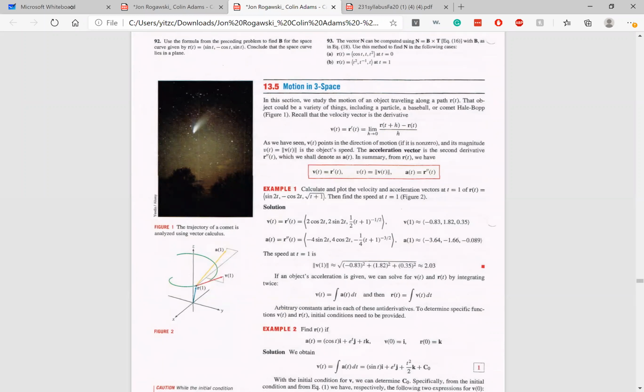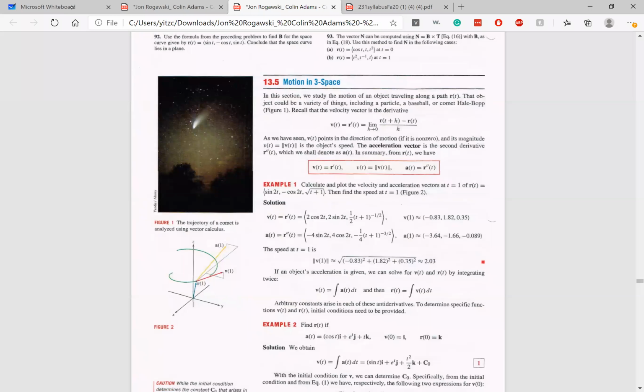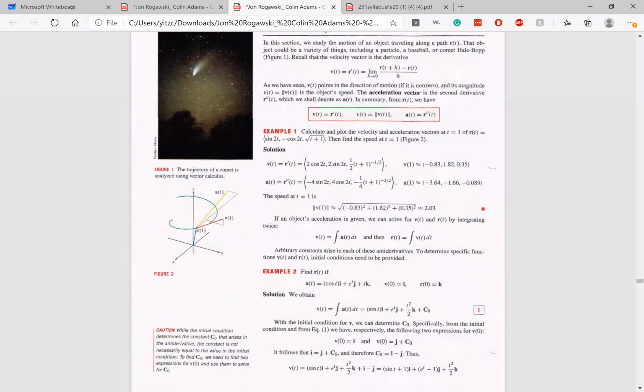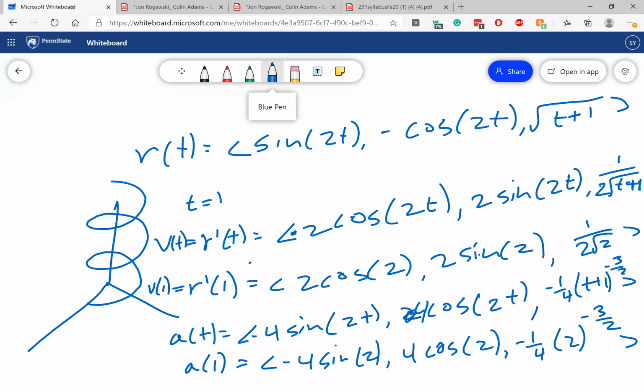Okay, so now if we want to calculate the speed, we can just take the magnitude of v1 and we would get the speed. So this is going one way, and it's the easiest way. If you have the position, if you have the curve that tells you the position of your particle, it's pretty easy to find the velocity, pretty easy to find the acceleration. And we can also go the other way around.